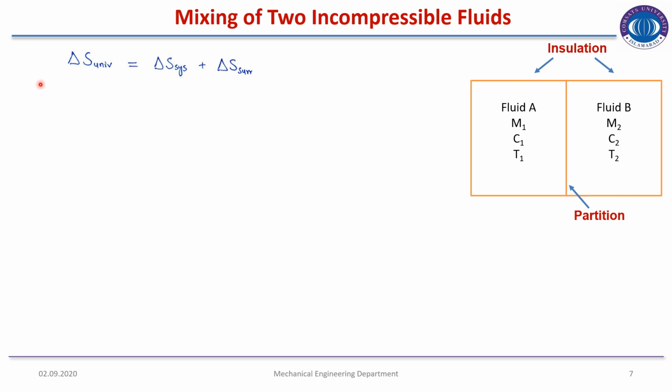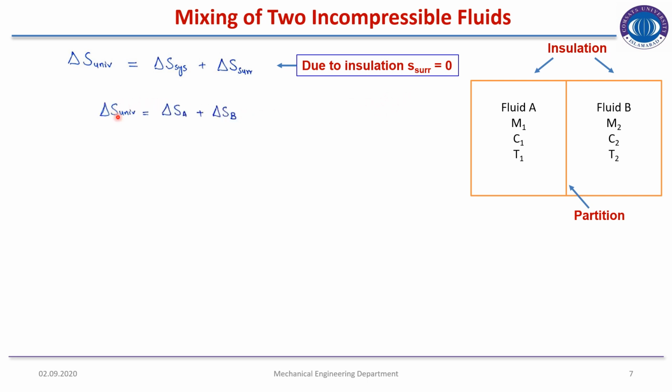So here is our main equation: the change of entropy of the universe is equal to the change of entropy of the system plus the change of entropy of the surrounding. Now, as mentioned in the schematic as well, due to insulation the change of entropy of the surrounding is equal to 0. So the change of entropy of the universe will be equal to the change of entropy of the system. Our system comprises two parts, A for fluid A and B for fluid B. So the change of entropy of the universe is equal to change of entropy A plus change of entropy B.